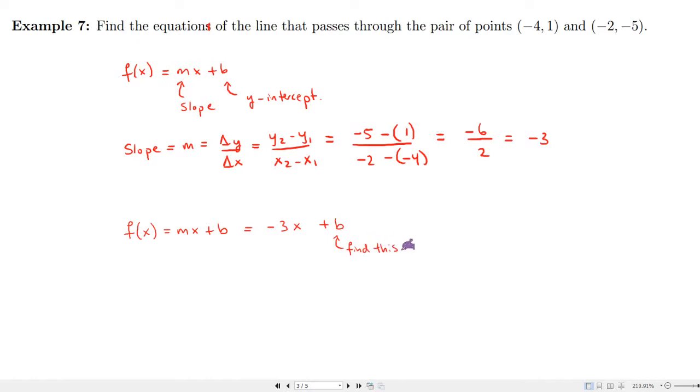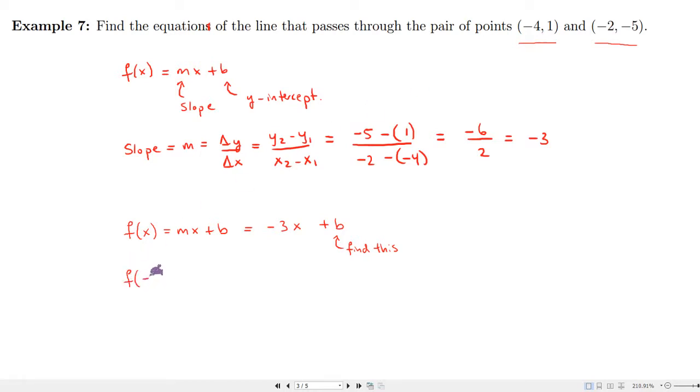And how do we do that? Well, we know that these 2 points are on the line, that is satisfied by this function. So what we could do is pick either one. It doesn't really matter. Let's pick the first one, and let's substitute that information.